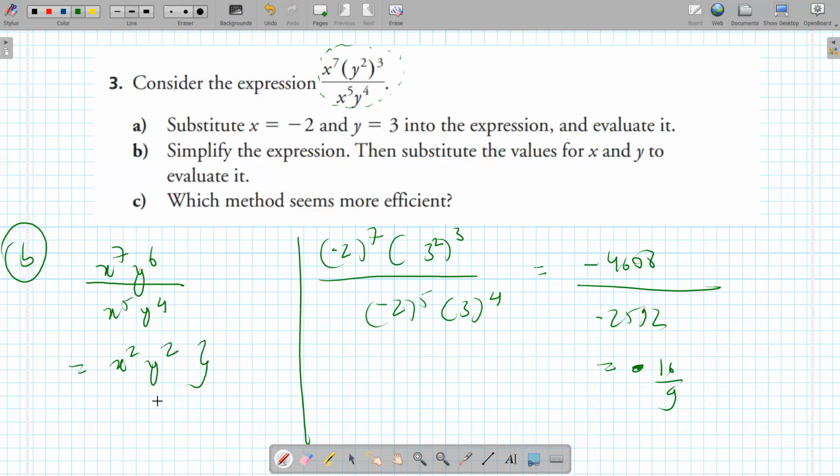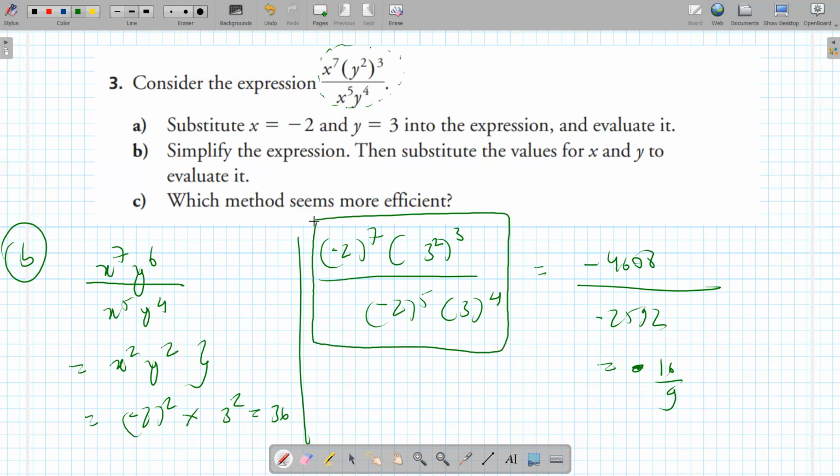Do you agree with this? Mm-hmm. We didn't get the same answer though. 6/4. So that's -2 squared times 3 squared. 4 times 9, the answer should have been 36. What did I do here? Let me replug this on the calculator. -2 to the power of 7 times 3 to the power of 6. Okay, so that was not right. So this was supposed to be negative 93,312 divided by 2592. Yeah, you get 36, not 16/9.